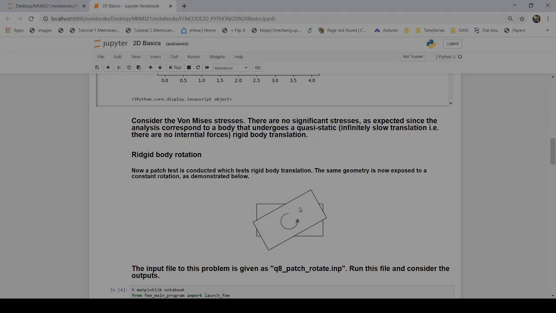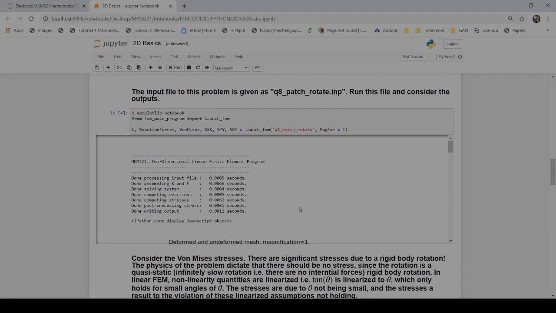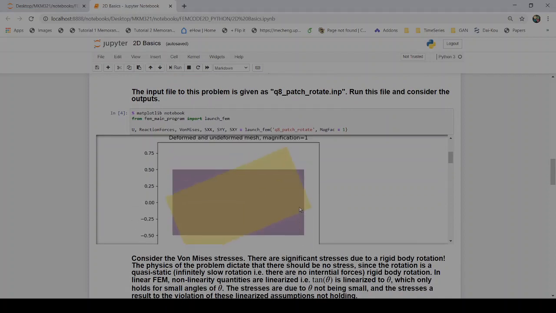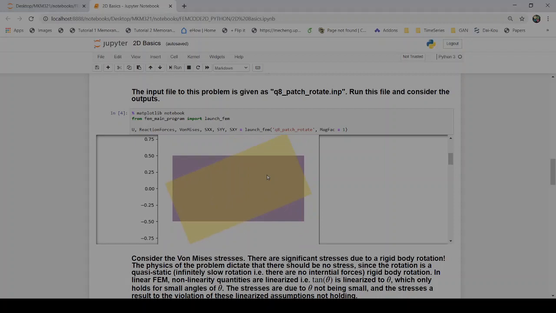So let's see for ourselves if that's the case. Our finite element is essentially just an approximation of that. Let's see what happens if we have large rotation. Here's essentially a patch, and there is essentially rotation. From my expectation, if I have this in real life, there should be no stress, no matter how large the rotation is. It's a rigid body rotation, so my expectation from physical reality is no stress.